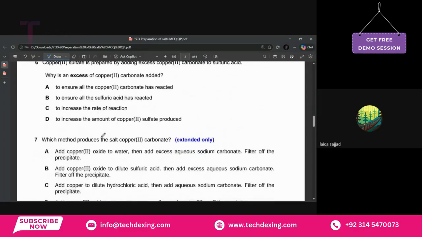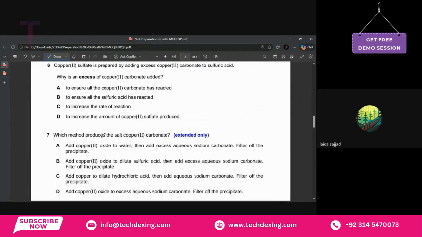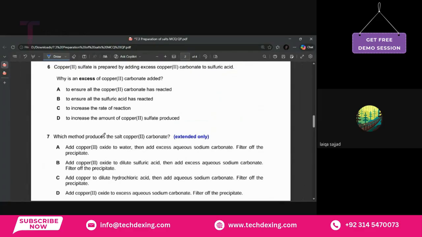Okay, then we are given that copper sulfate is prepared by adding excess copper carbonate to sulfuric acid. Why is an excess of copper carbonate added? We did this question. So the correct option is B. Very good.